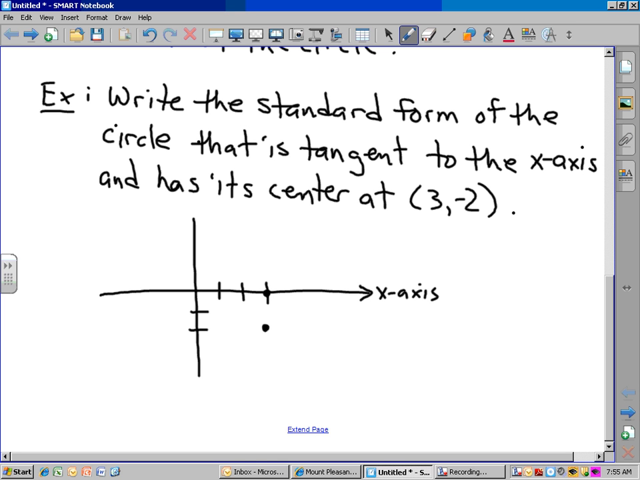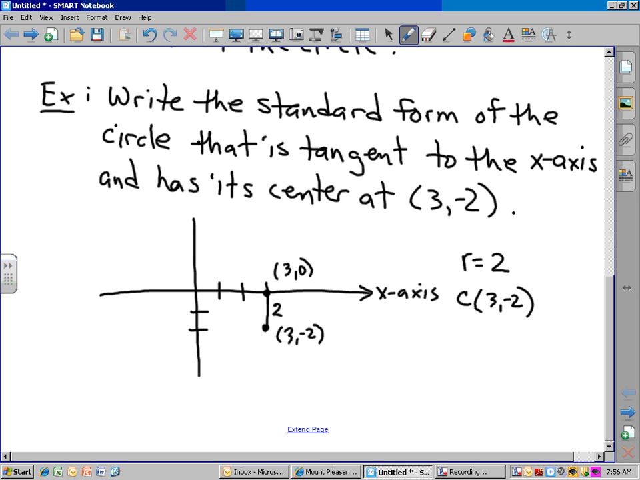That tells us something. This is our center at (3, -2). We're touching at (3, 0). What's this distance? 1, 2, which happens to be what? The radius r. Center to a point on the outside of the circle is the radius. So r is 2. The center, we'll see, is (3, -2).